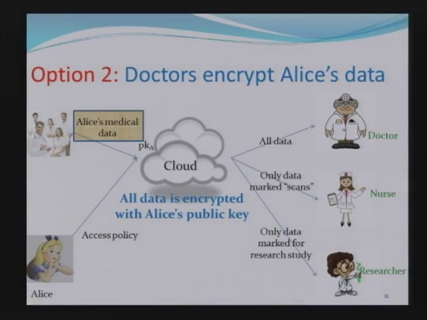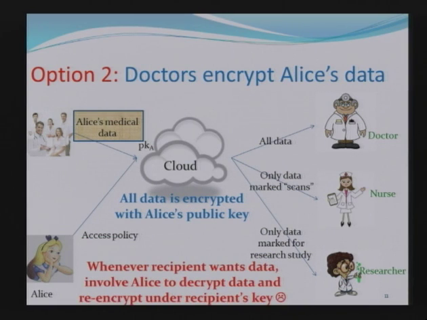One option might be to say, okay, whenever a recipient wants data, involve Alice in the process. So if a nurse comes and says to the cloud, give me the data that's meant for me, the cloud will talk to Alice and say, hey, what is the data that the nurse is allowed to see? And then Alice can do the appropriate action and give it to the nurse. This has several drawbacks. Number one, it requires Alice to be online whenever some recipient is coming for the data. And secondly, Alice is actually doing the bulk of the work over here. So why make use of this cloud? This cloud is actually pointless.